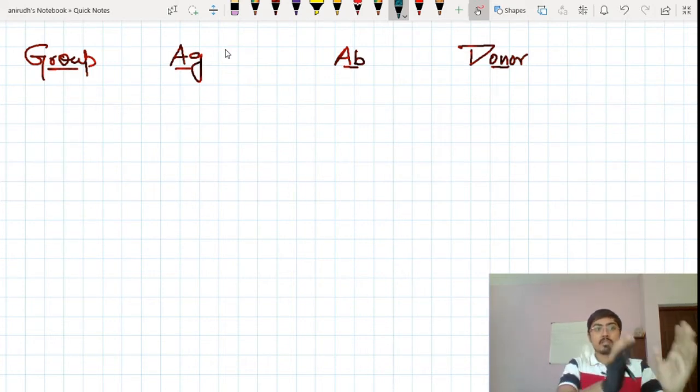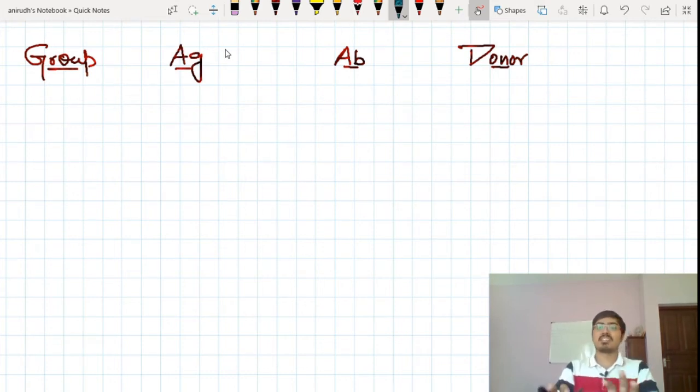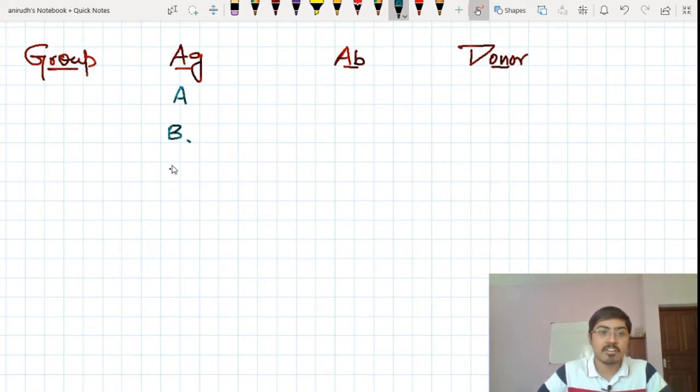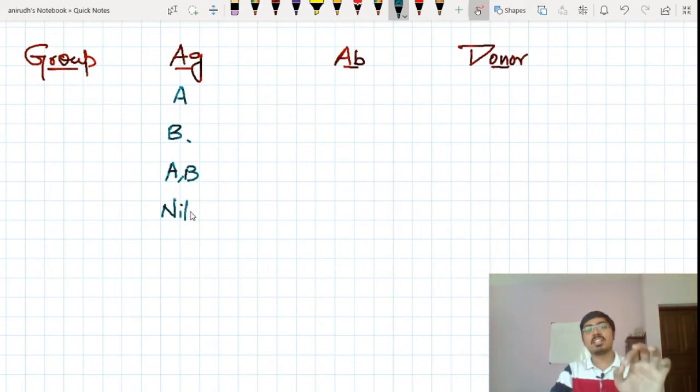So let us write group on this side, antigen, antibody, and who can donate the blood to such a group. We will understand the donor for that. Okay. So this is an NCERT table that we are just trying to recapitulate here. Now the point is antigen, antibody, donor, isn't it? So four possibilities: either he can have A antigen, or the B antigen, or this person can have both A and B antigen, or this person can have no antigens, nil. These are the four possibilities that you can have with two antigens.